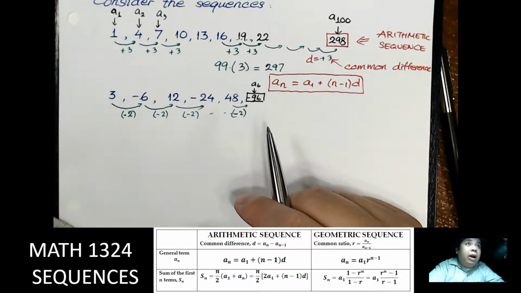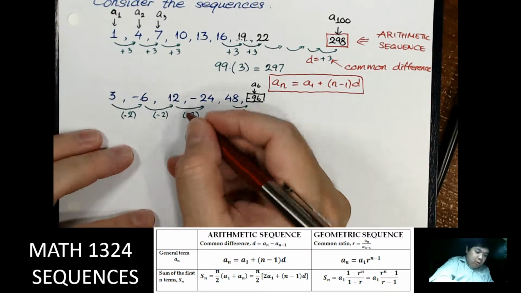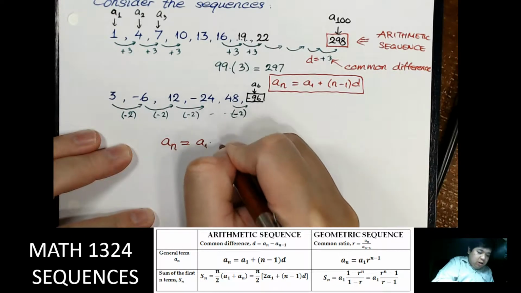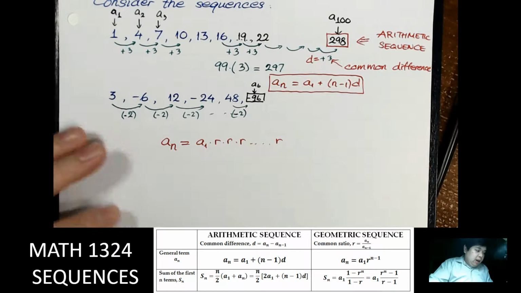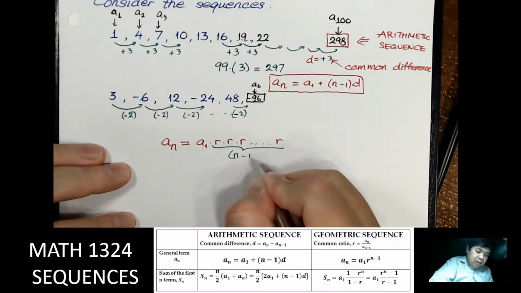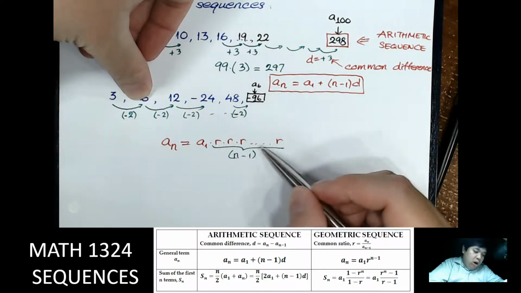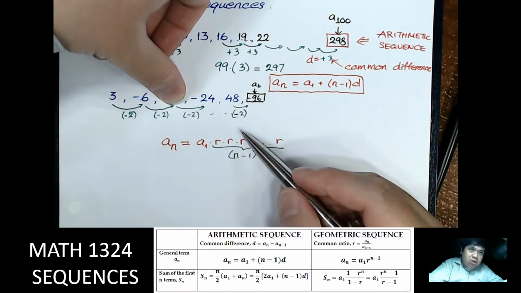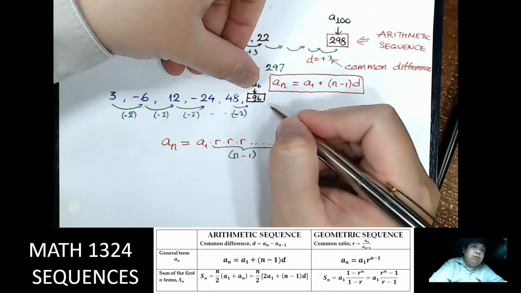Similarly, it doesn't matter what term we get to. So if we want to get to the nth term, we start from the first one, times r, times r, times r. And the number of steps that we take is going to be n minus 1 of these. To get to the second term, it's the first term times 1 r, then the second term times r again. And to get to the sixth term, we're going to take r to the fifth. So it's always 1 less.